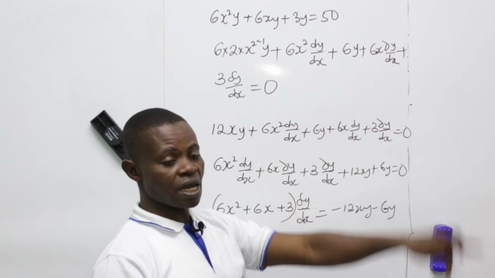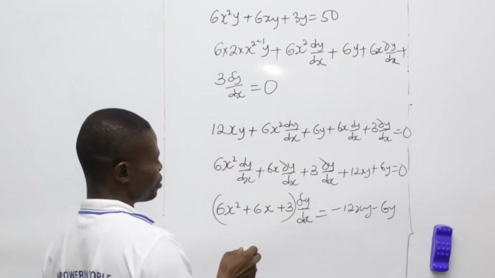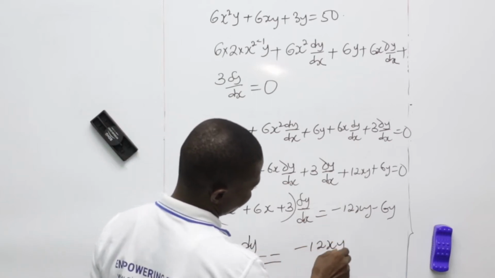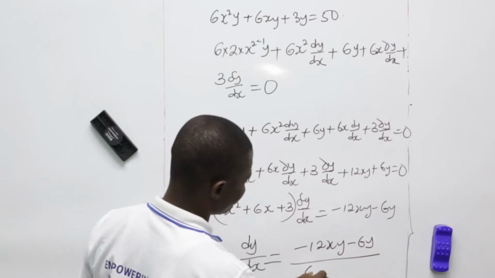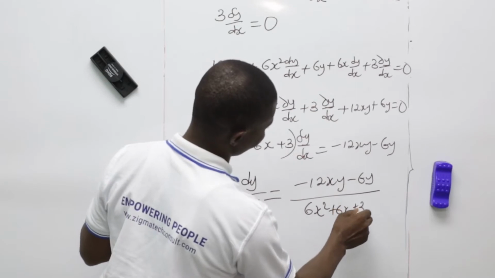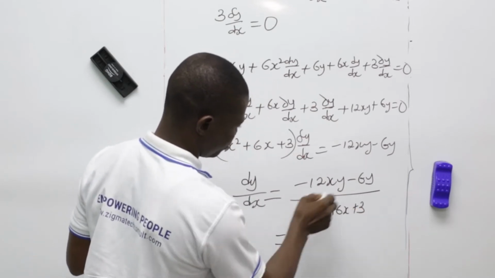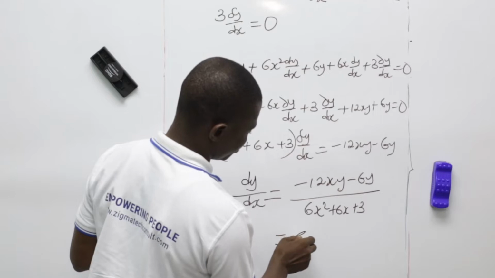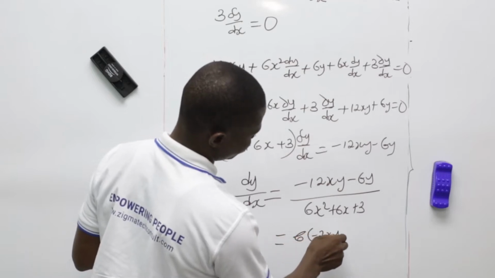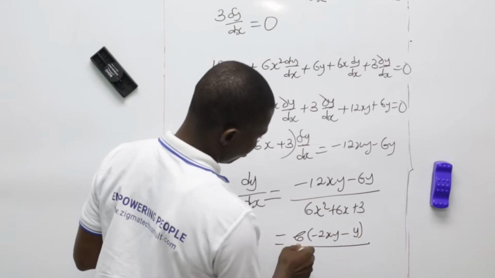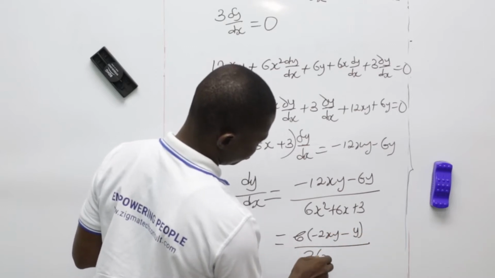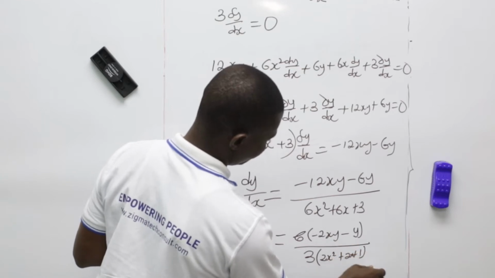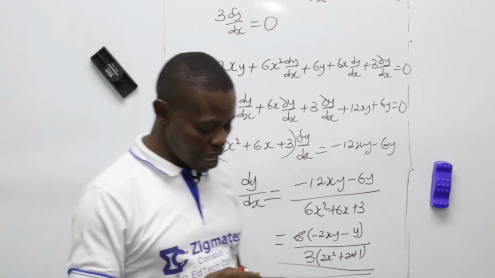When you transfer this to the right hand side, making dy/ds the subject of the formula, dy/ds equals minus 12xy minus 6y all over 6s squared plus 6s plus 3. If you like, you can factorize. When you factor out, what is common on top is 6, so we have 6 into minus 2xy minus y, all over 3 into 2s squared plus 2s plus 1. That becomes the final answer to that question.